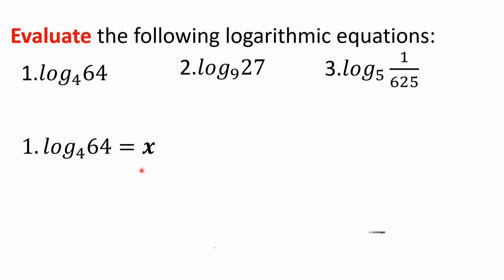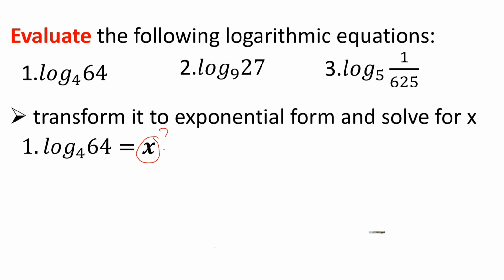Since we will be evaluating log of 64 to the base 4 as a logarithmic expression, we will be converting it into an equation. So log of 64 to the base 4 is equal to x. When we say evaluation, we will be looking for the value of x. The first step is to transform log of 64 to the base 4 is equal to x to its exponential form, and then we will be solving for x.